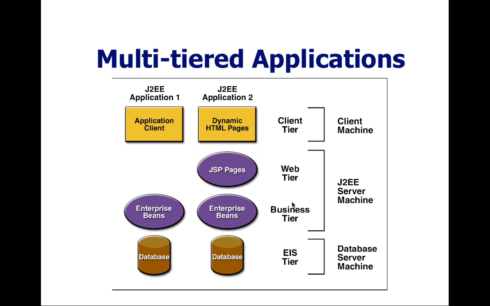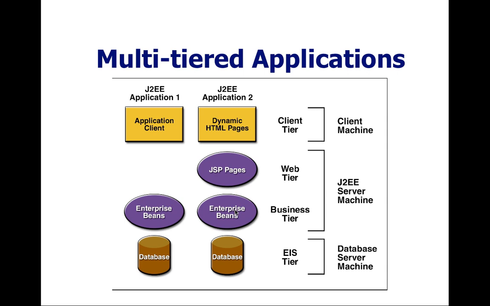But we have this tier. We have the web tier, which goes into the JSP pages, and that was what we talked about 2 weeks ago in terms of that component. It connects to the business tier through this gateway here. We call it a gateway. I call it more of an interface. This is the interface from the beans.